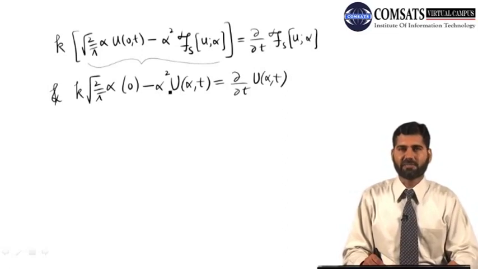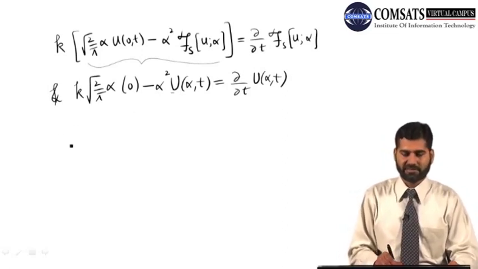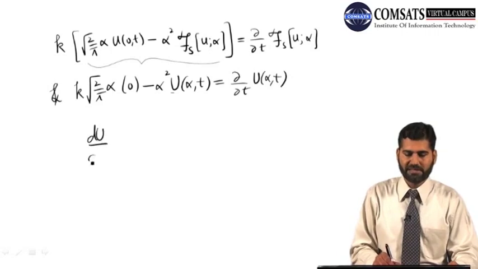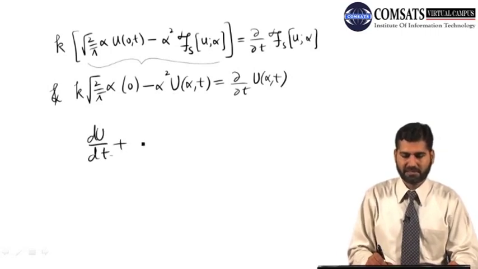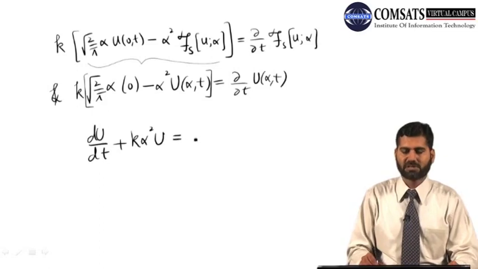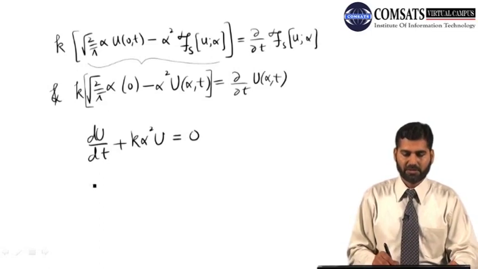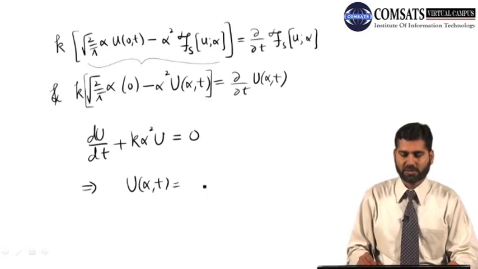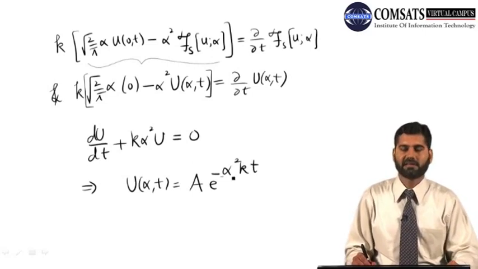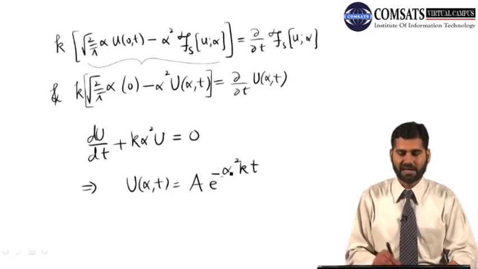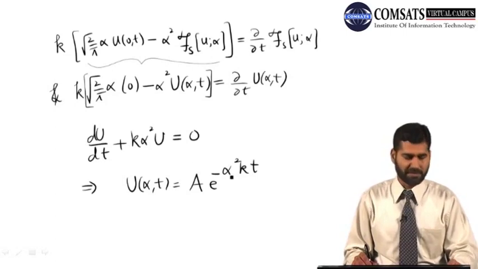So by considering alpha as a parameter, you can write it as dU by dt plus k alpha square U is equal to 0. So this implies that U alpha t is equal to a constant times e to the minus alpha square k t. It's very similar to the one before. It's the exact same equation, and we got the exact same answer.